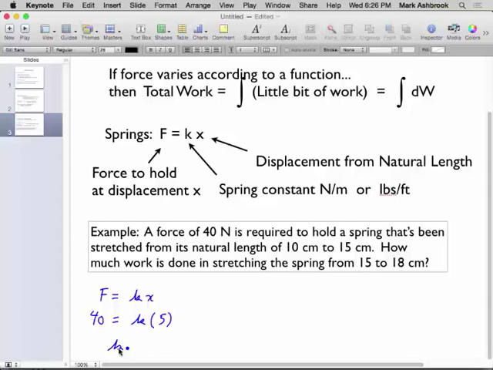So K is 8 what? Newtons per centimeter. So that's the K for the spring.